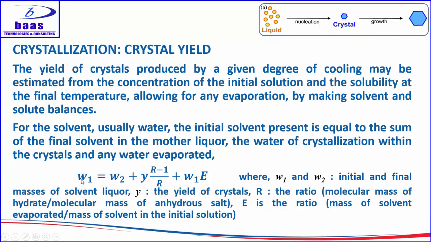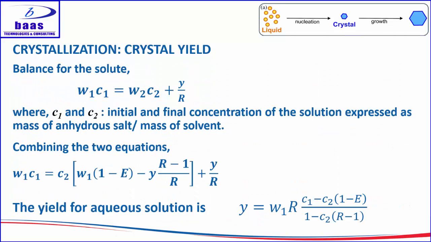The crystallization yield can be related to the solvent balance by this equation, where W1 and W2 are the initial and final masses of solvent liquor, and Y is the yield of crystals. R is the ratio given by the molecular mass of hydrate, which is the crystals that have crystalline water in them, and the molecular mass of the anhydrous salt. E is also a ratio given by the mass of solvent evaporated divided by the mass of solvent in the initial solution. If we do a balance for the solute, we end up with an expression above here, and then we can combine those two equations to give the overall balance, which we can rearrange to find the yield for crystallization in an aqueous solution.